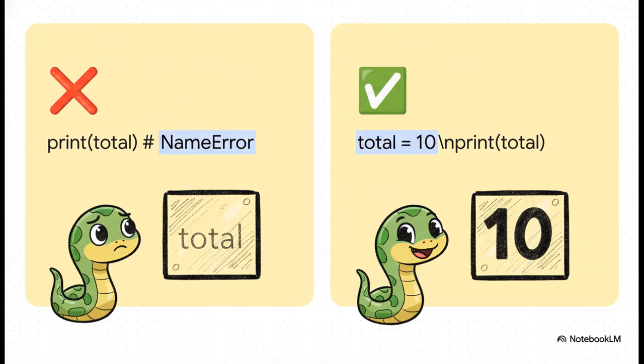Over on the left, we're asking Python to print the variable total. But Python is thinking, "total? I've never seen that before in my life." And boom, NameError. The fix, as you can see on the right, is super simple. We just have to define it first. We say total equals 10, and then we ask to print it. Now Python knows exactly what we mean. So rule number one, always define it before you use it.